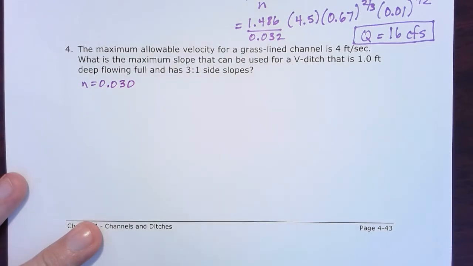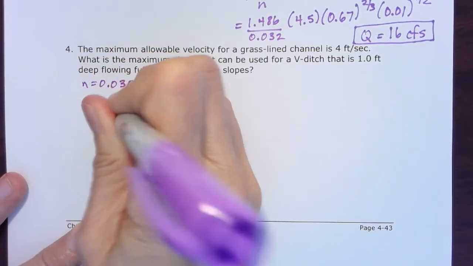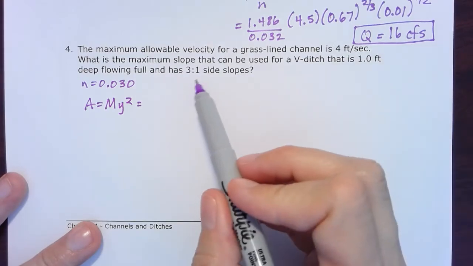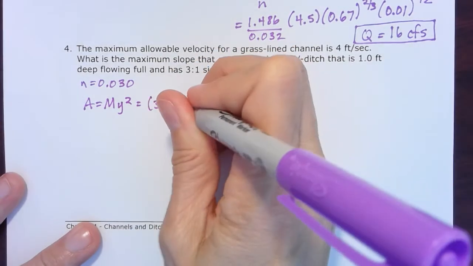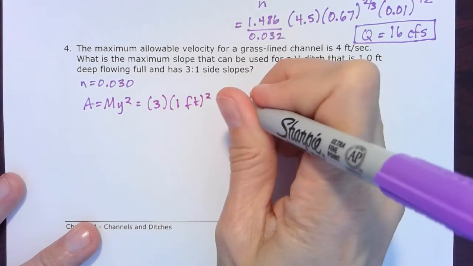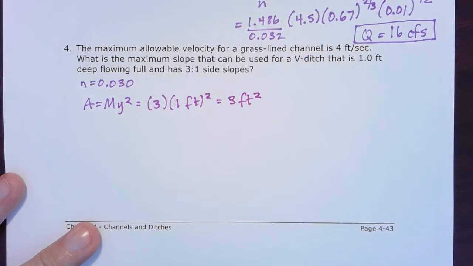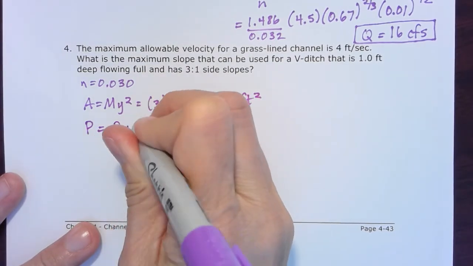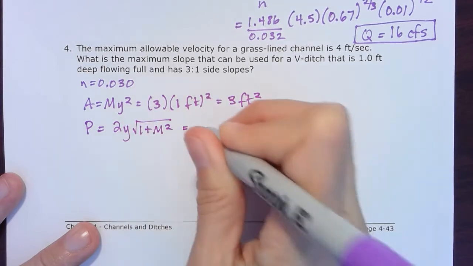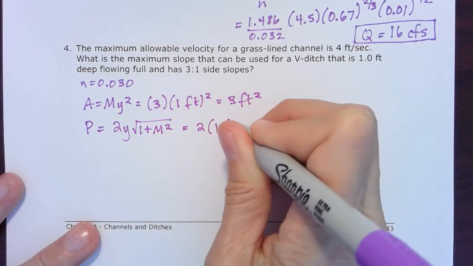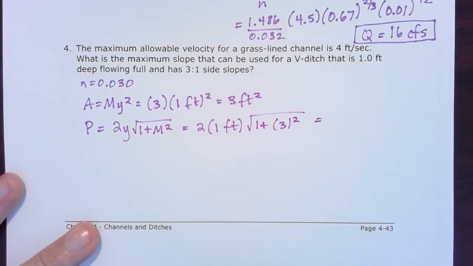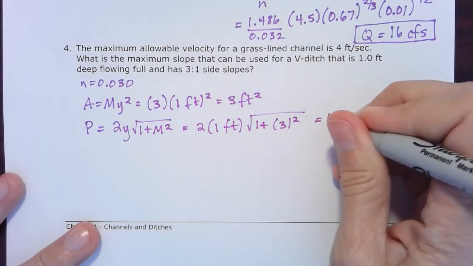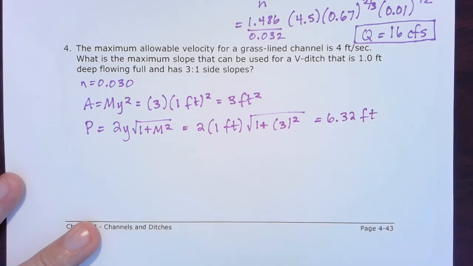Okay, so let's go ahead and solve for the area. Like I said, that would be m y squared. In this case, we're told that the m is 3. And then the y value, it's 1 foot deep, so it's 1 foot squared. So our area is just 3 square feet. And then for our wetted perimeter, again, we're going to drop that b term, so we wind up with 2y times the square root of 1 plus m squared. So we're going to have 2 times 1 foot times the square root of 1 plus 3 squared. So we do that math, and that winds up being 6.32 feet for the wetted perimeter.